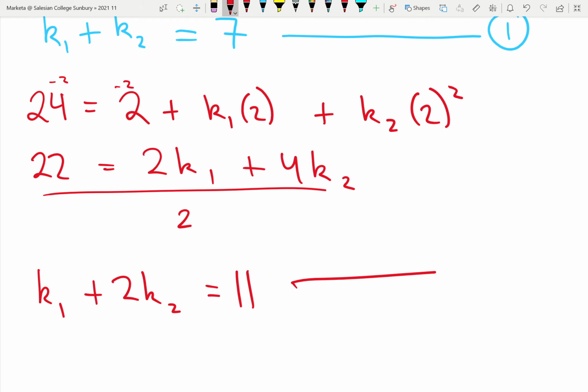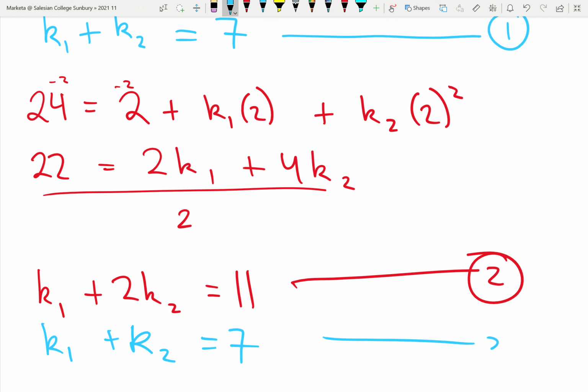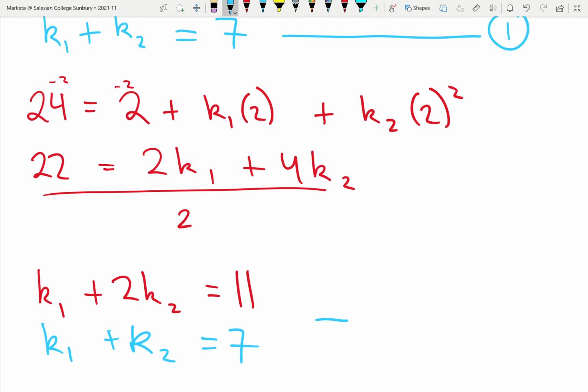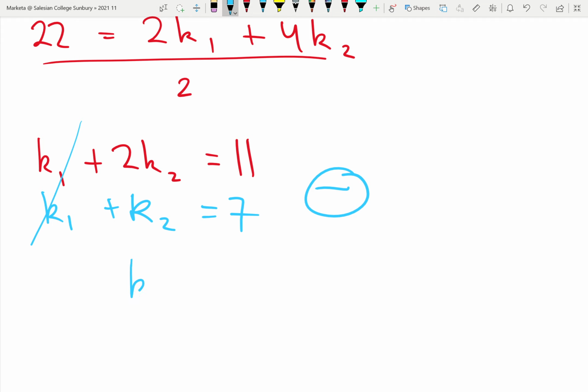So now I have a second equation here, and I can use this quite nicely in order to do simultaneous equations now. So let's bring the first equation down. So k1 plus k2 equals 7. And, oops, it's equation 1. Anyway, I probably don't need those there now. I will now subtract them. So k1 minus k1, that will go, 2k2 minus k2 is 1k2. 11 minus 7 equals 4. So our first piece of information is that k2 is 4.